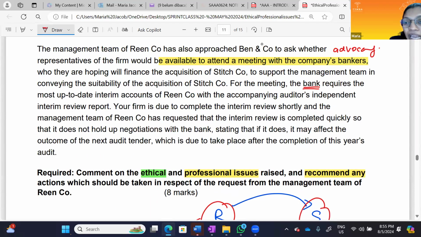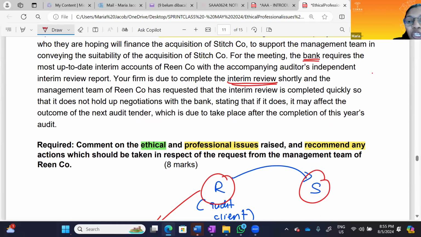For the meeting, the bank requires the up-to-date interim account of Rinco with the accompanying auditor's independent interim report. Your firm is due to complete it, and we have already accepted. We are due to complete the interim report shortly, and the management team has requested that the review be completed quickly so that it does not hold up the negotiation with the bank. Okay, so they are asking us to do the work quickly.